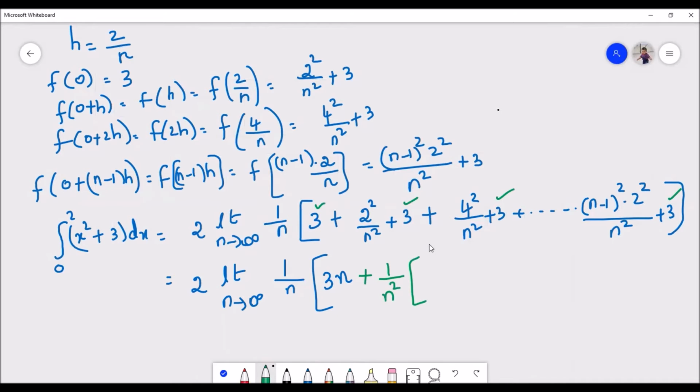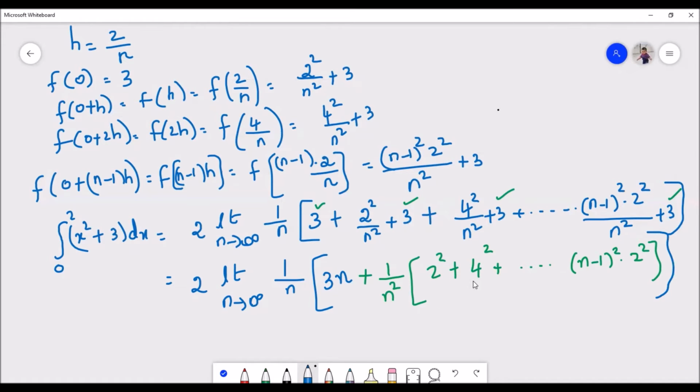When we remove that, we are getting the terms as 2 square plus 4 square plus etc. First term 2 square, second term 4 square. Like that, how many terms are there? n minus 1 terms are there, so n minus 1 whole square of 2 square. Let us see how we are going to simplify this particular part.